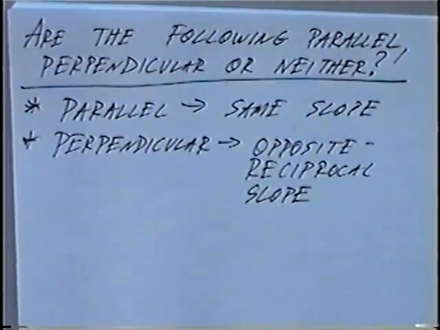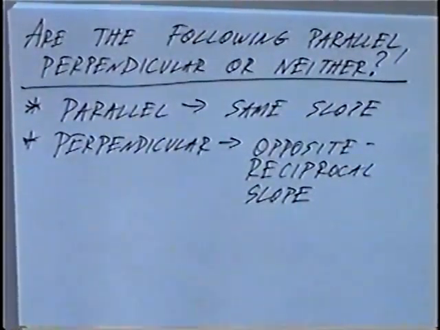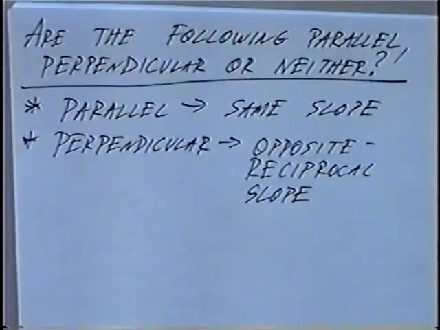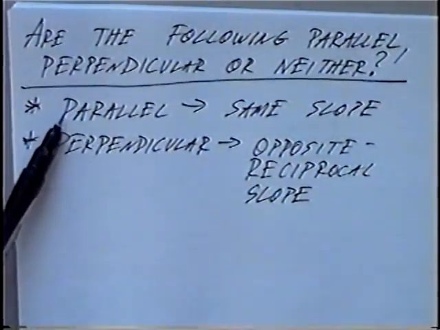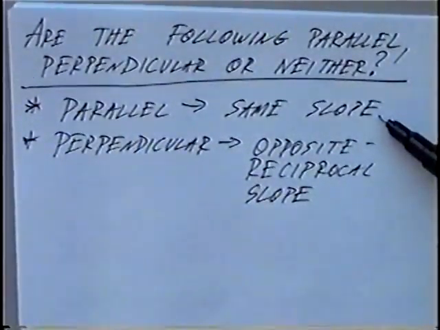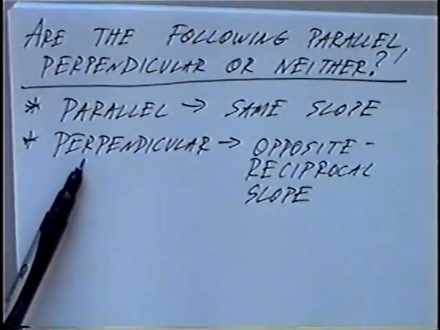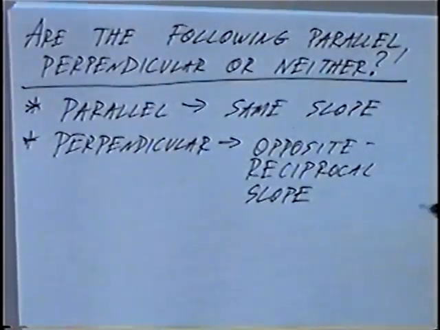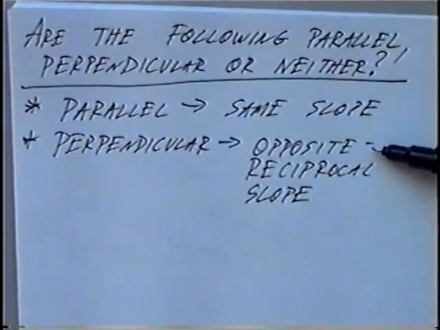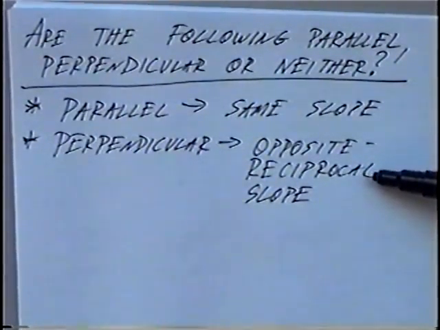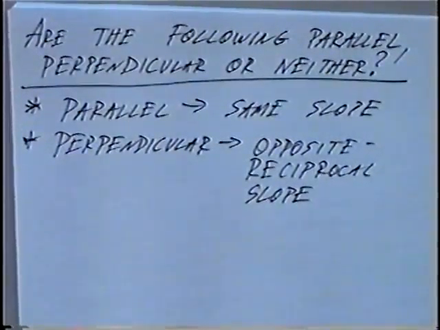Title of the next section is Are the following parallel, perpendicular, or neither? Two definitions. Parallel: when you have parallel lines, you have to have the exact same slope for both lines. Perpendicular lines have to have the opposite reciprocal slope. Opposite meaning one is positive, one is negative, and reciprocal meaning it's the same fraction but flipped upside down.